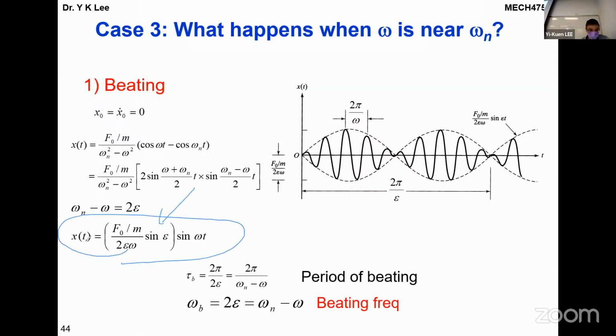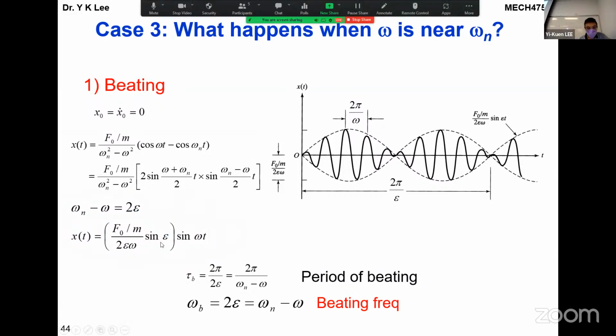Vibration amplitude is a function of sine omega t, where omega is the driving frequency from the engine or motor. You see, epsilon is related to delta omega, the natural frequency minus the driving frequency. So you have this kind of modulation.